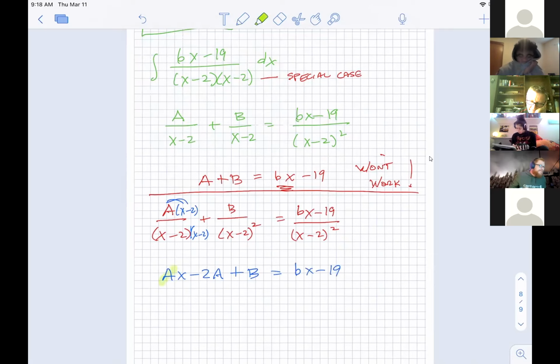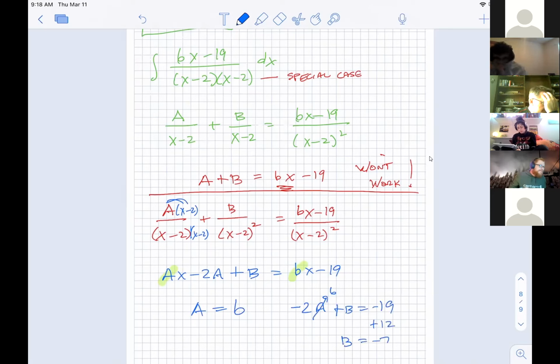But I only have one of them. So apparently a is 6. I don't have a choice. The only way ax is going to be 6x is if a is 6. So if that's true, then what about the constant? Well, negative 2 times a, which we just figured out was 6, plus b has to be negative 19. So that'd be negative 12. So if I add 12 to this side, then that would leave b to be negative 7. Wow, I didn't screw up that algebra. That's amazing.